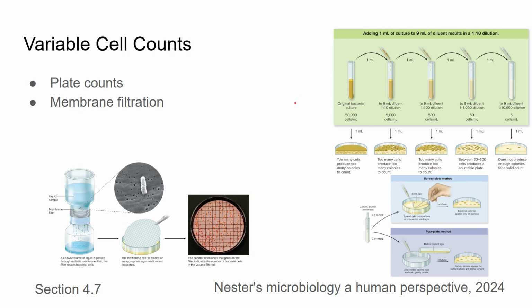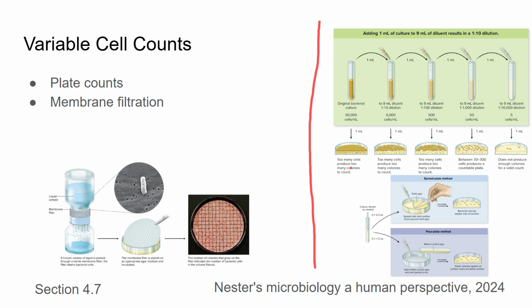Okay, next are going to be viable cell counts. These are going to be plate counts and membrane filtration. First, we're going to start with plate counts. With plate counts, you're going to want to perform a serial dilution. Serial dilutions are done by taking 1 milliliter of your original culture and diluting it into 9 milliliters of water. This will give you a 1 to 10 dilution. You're going to want to cover your bases, so you'll do that a few more times. You'll take 1 milliliter of this concentration and add it to 9 milliliters of water, and then you'll get a 1 to 100 dilution factor. And you'll do it again and again, a few times, so that you can get usable results.